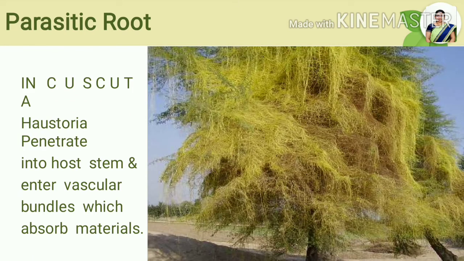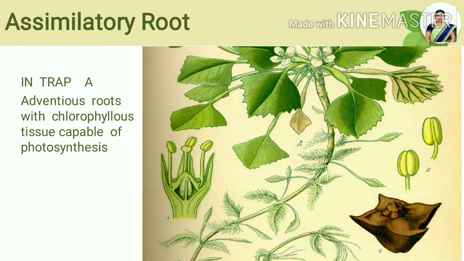Parasitic root. In Cuscuta, haustoria penetrate into the host stem and enter the vascular bundle, which absorbs minerals. So it is parasitic because it is depending on nutrition from another plant. Assimilatory root. In Trapa, adventitious roots with chlorophyllous tissue. Chlorophyllous tissue means they have chlorophyll pigment in them, which helps in photosynthesis and preparation of its own food.